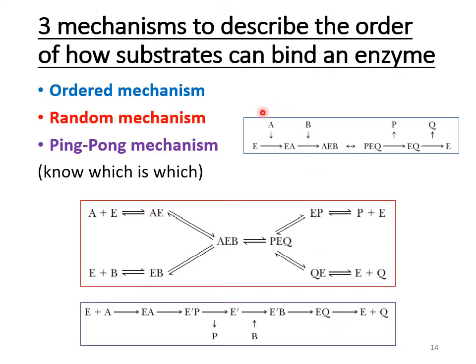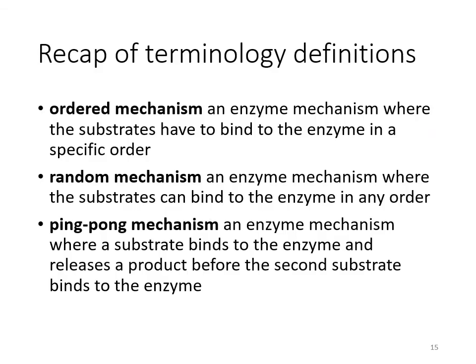So the ordered mechanism has to be a specific order. In the random mechanism, substrates can bind in any order. Ping pong is basically a sequential binding where a product is released first before the second substrate binds. And like I said, here is your recap slide. So this is a recap of the terms I just gave you so that you can pause and jot them down.